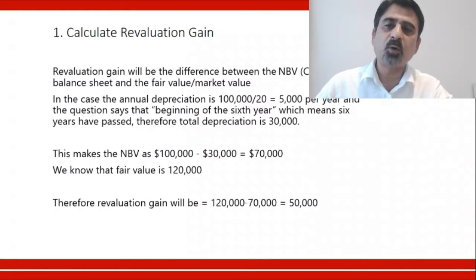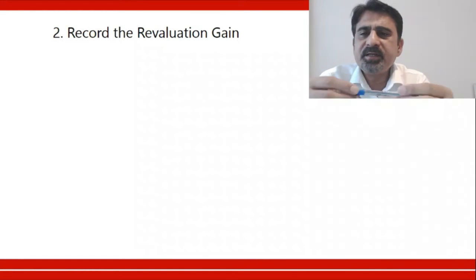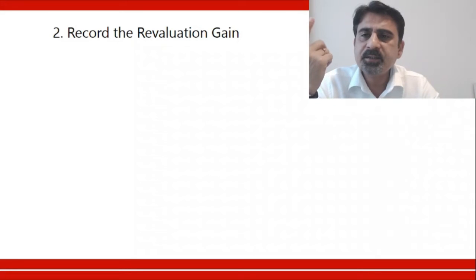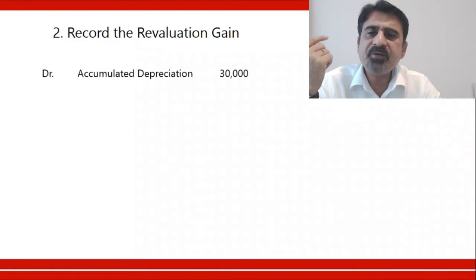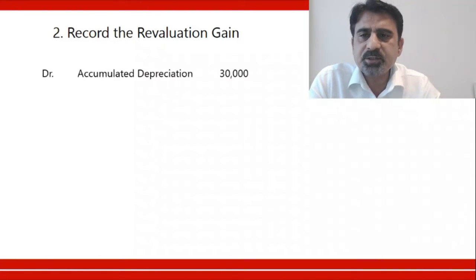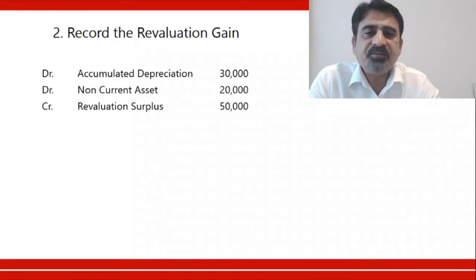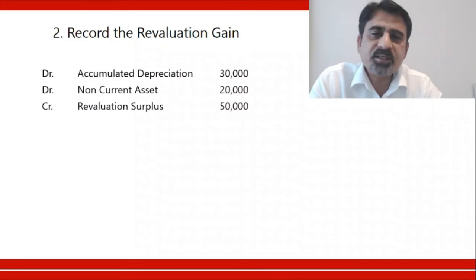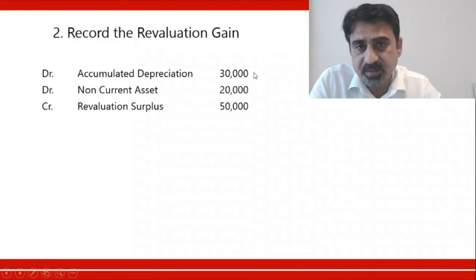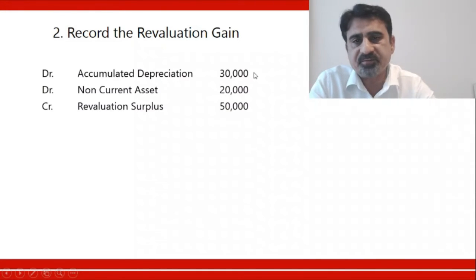So this was the requirement number 1. So now let's see how to record the revaluation gain. First let's see the double entry. It is debit accumulated depreciation, debit non-current asset 20,000, and credit revaluation surplus. If you see that in the last 6 years, we charged 30,000 depreciation and the accumulated depreciation balance was 30,000. So we reverse all of that.